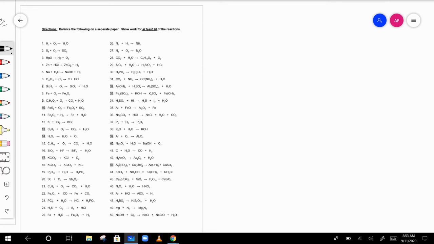So I asked you to show work for at least 20 of these reactions. What I'm going to do is show you what I mean when I say show work. The rest of them you can just balance. Once you get good at this, you don't necessarily have to do the work part of it. You can just kind of do it by eye. You get good at it, you can kind of figure it out. So this is what I mean when I say show work.